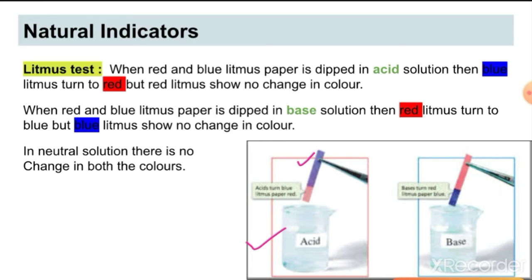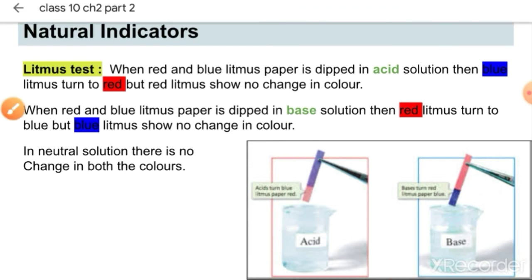And again, to the second solution also we apply both the litmus papers. If the red litmus paper turns to blue, that means it is a base. So you have to learn the change of colors very carefully, because this is the basic test of indicators. In a neutral solution, there will be no change in color. So a neutral solution does not give any test.